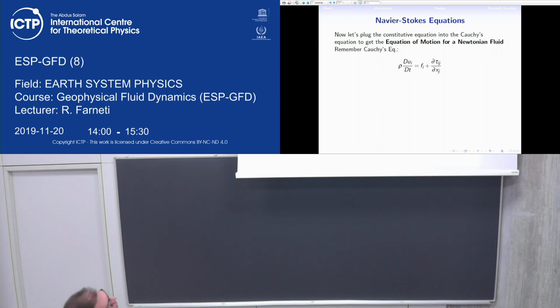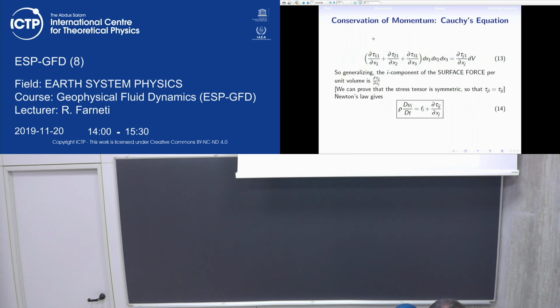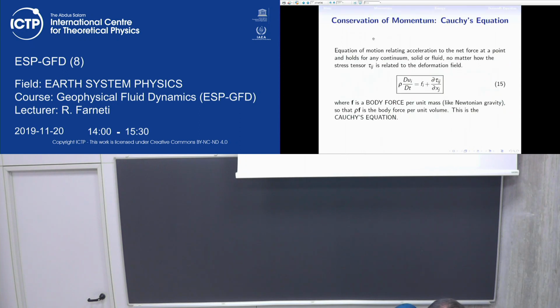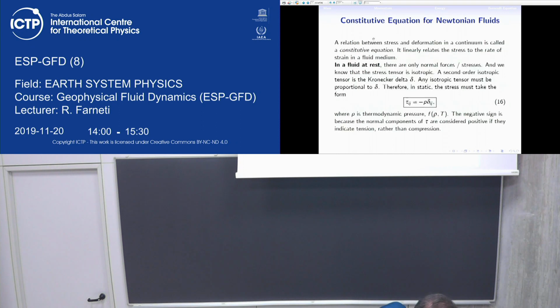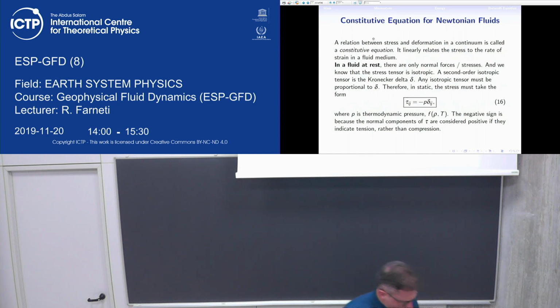Conservation of momentum. And so we reached the Cauchy equation. Here, mass times acceleration equals forces on the right hand side, and we separated into body forces and surface forces. Then we used the constitutive equation for a Newtonian fluid to work on that stress tau. So in static conditions at rest, you only have normal components, and so we wrote that tau as minus p proportional to the Kronecker delta.